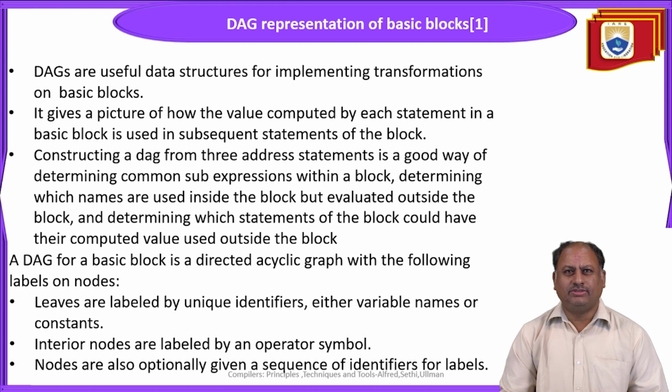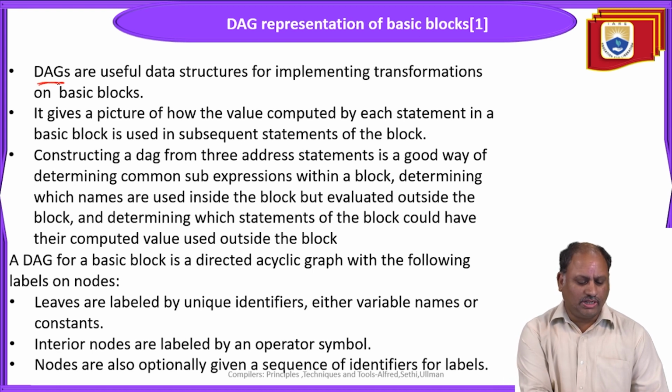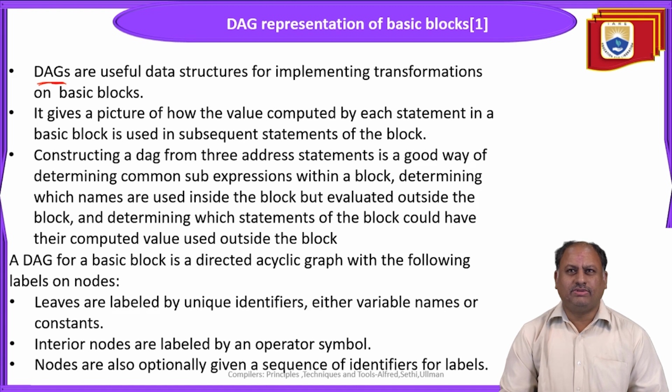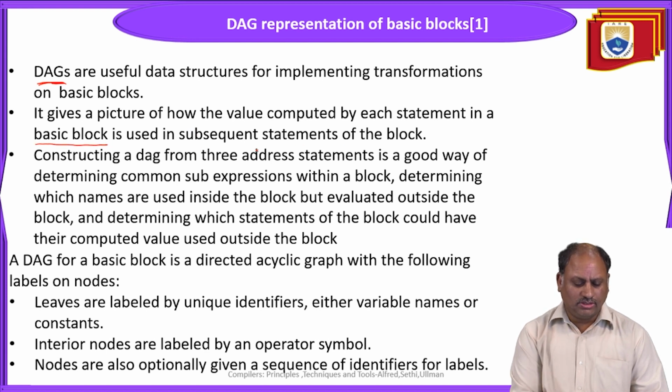These directed acyclic graphs are the most useful data structures for implementing transformations on basic blocks. Generally the source code has to be represented in three address form in the intermediate code generation phase, and then it comes into several block representations, so that will give an overview of the implementation of the process. Here it gives a picture of how the value computed by each statement in the basic block is used in subsequent statements of the block.